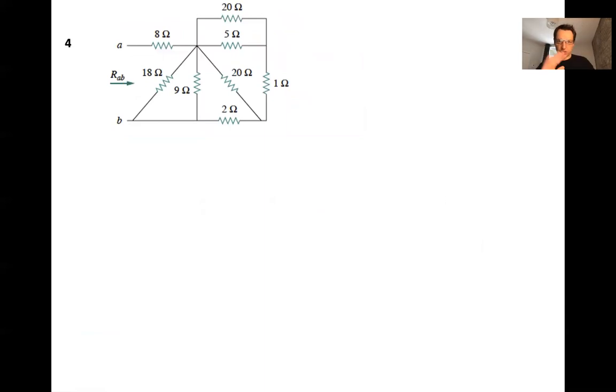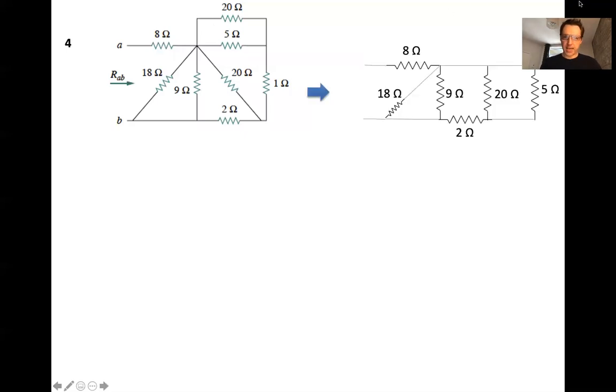All right, another one of these bridge type looking networks. First thing we're going to do here is, let's see. What's the first? All right, so what we've done here is combine the 20 and the 5 into a 4, because 20 times 5 over 20 plus 5 is 4 ohms. And this parallel connection of 4 ohms equivalent is in series with the 1 ohm. So that's 4 ohms here and 1 ohm here, corresponding to the 5 ohms over here.